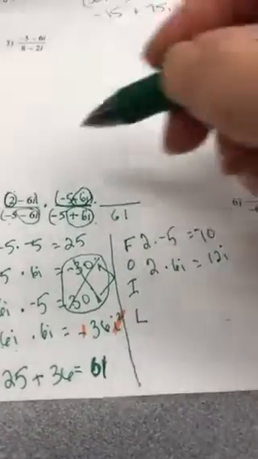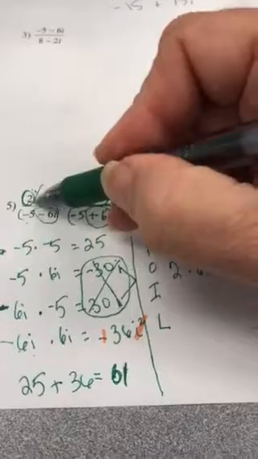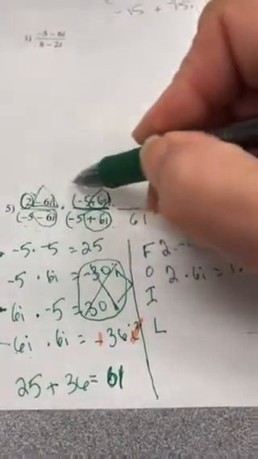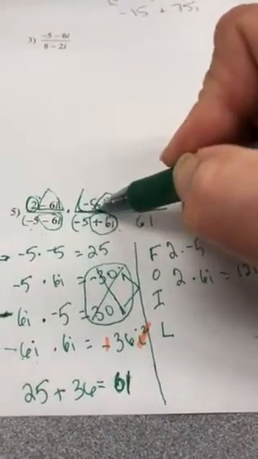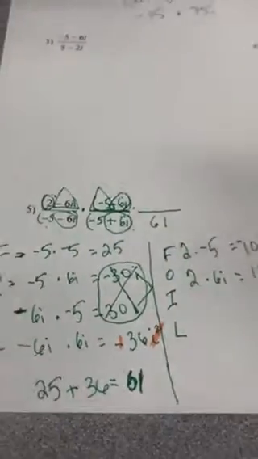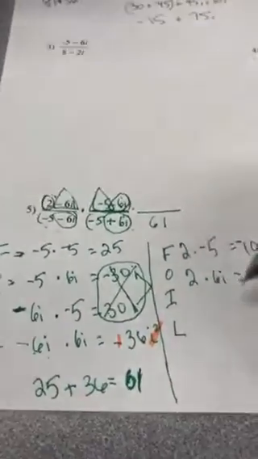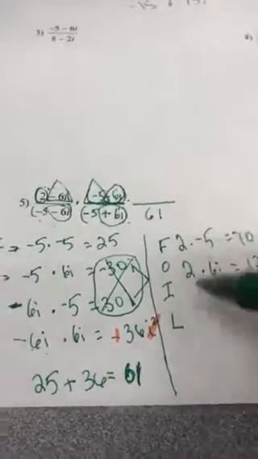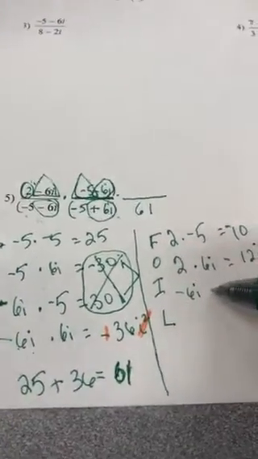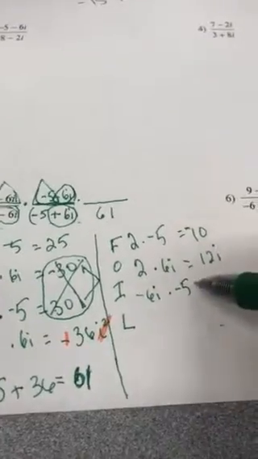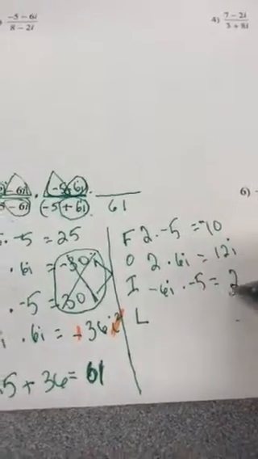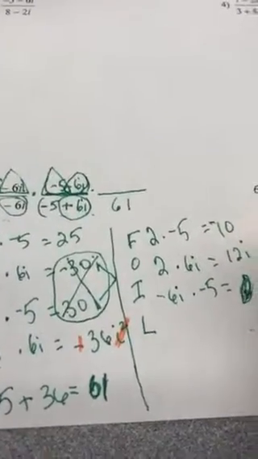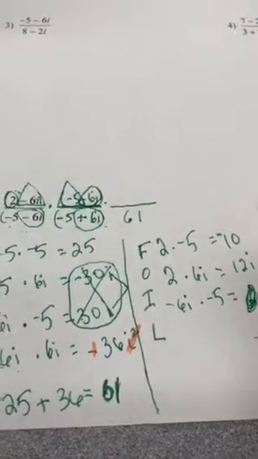All right? So now I got to look at the inside. This one's on the inside of the picture. This one's on the inside of the picture. I know I'm doing a lot of drawing, but putting these shapes on it sometimes helps the students see it. So I have negative 6i times negative 5. Okay, that's going to be a positive 30i.